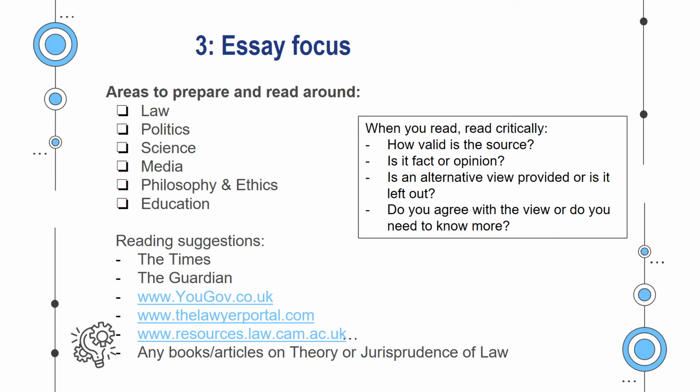So I put some reading suggestions there, things that you can read, some websites, but also some news articles. So just be careful with the sources that you're looking at online. Make sure that they are valid, and try to gain or grasp an unbiased view of the issue. You may need to look at one or more sources, okay? So again, when you're reading, read critically. How valid is the source? Is it fact or opinion? Is an alternative view provided, or is it left out? Do you agree with the view, or do you need to know more?